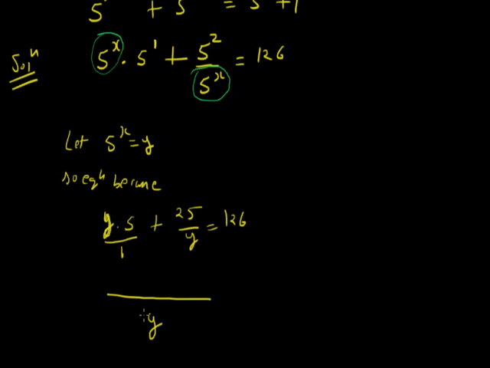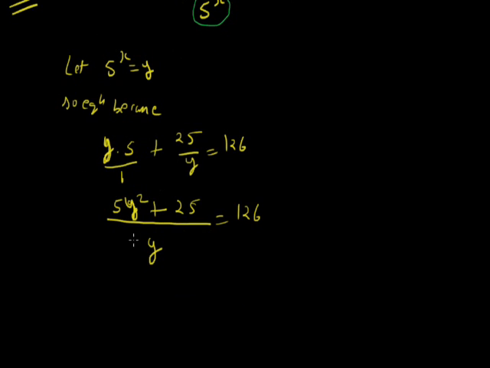So y divided by 1 that is y, times y into 5 we get 5y square, plus y divided by y, 1 comes up, 25, is equal to 126. Now we will cross multiply, y gets multiplied with 126.